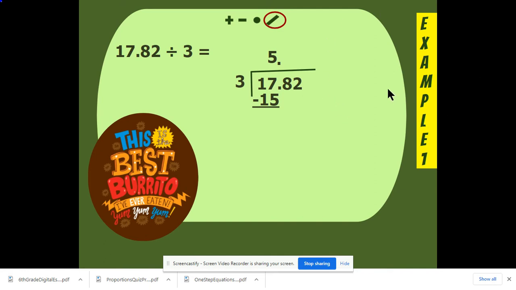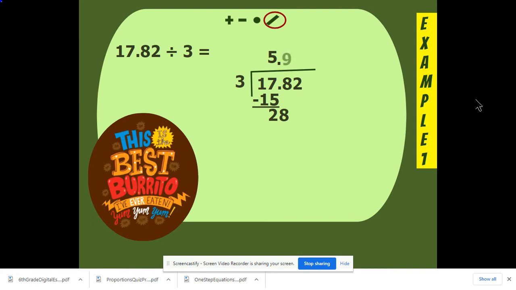You know, dad, mom, sister, brother, Rover. So 15, subtract, I get 2. Bring down the 8. And I repeat.